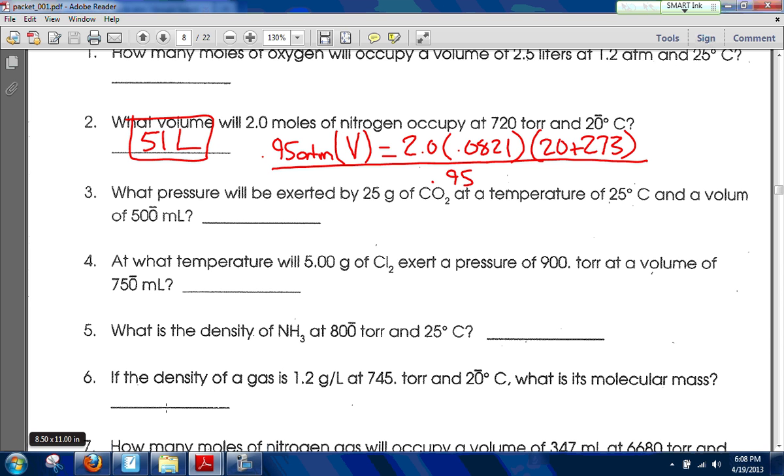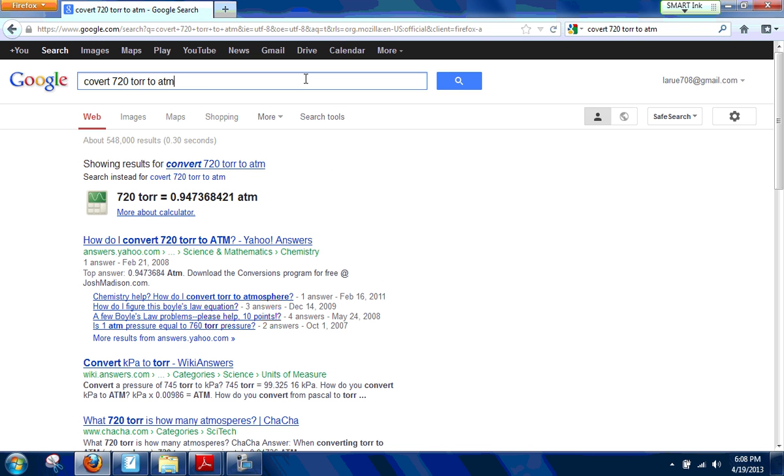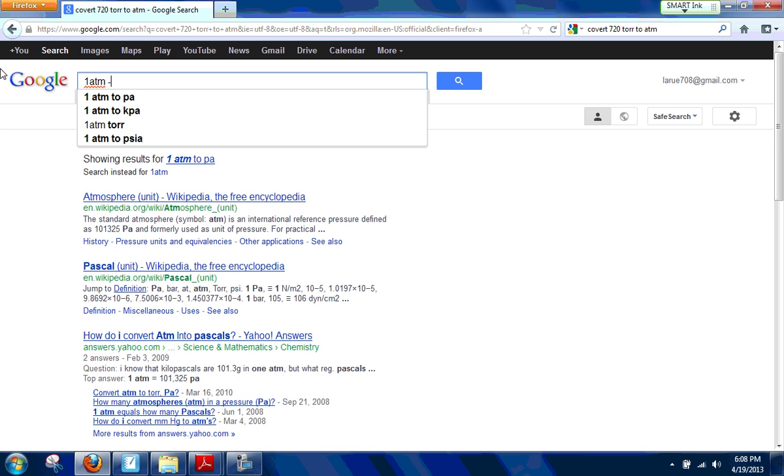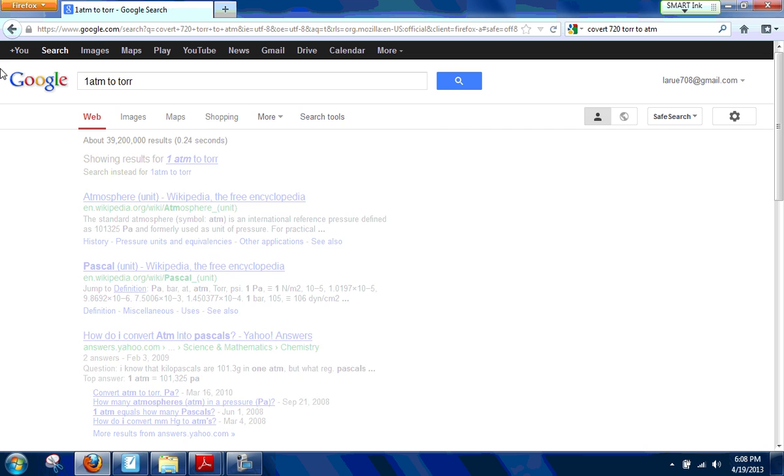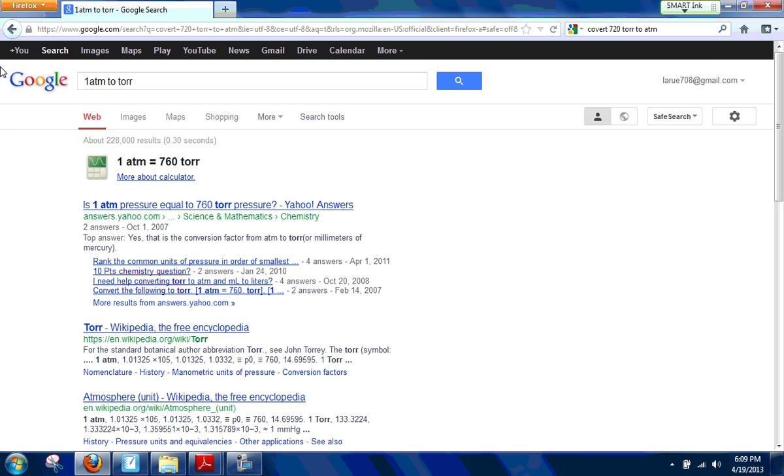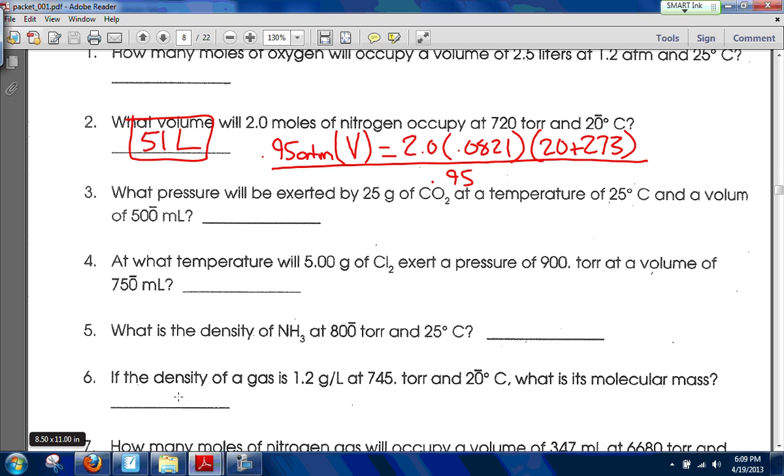All right, so they threw us for a little bit of a loop with the torr, but we got it taken care of. We know that we can transfer the torr that way, but let's go ahead and write this down. 1 atmosphere is 760 torr. You'll probably need that later, considering there's more torr on this. So, if you're watching this video, 1 ATM equals 760 torr.